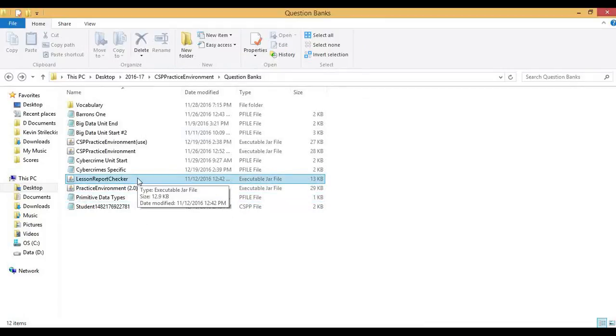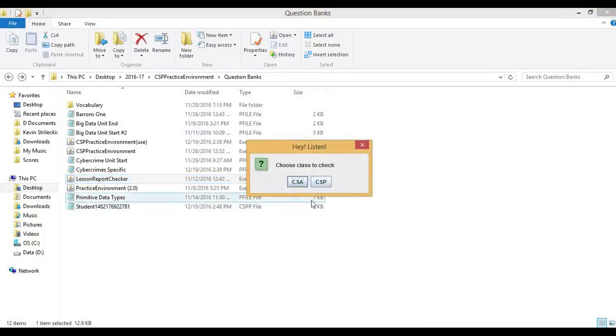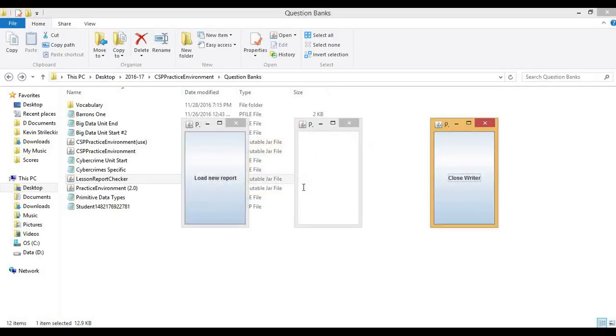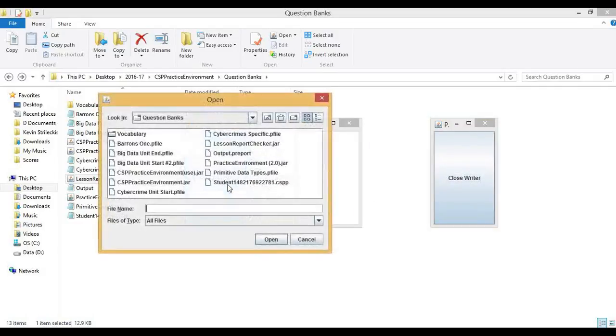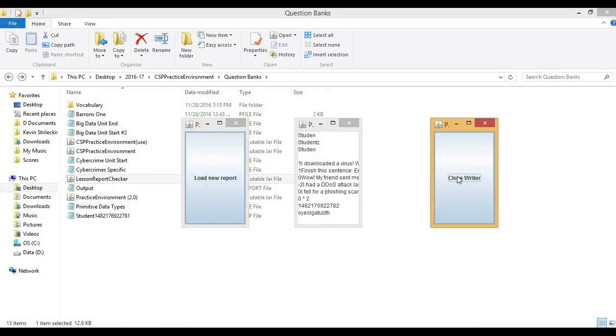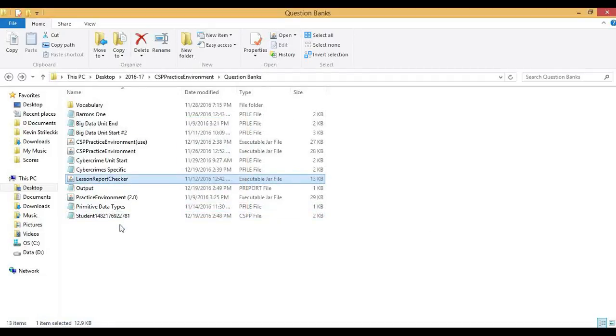So in order to actually read it, I built this little checker, and since I use a similar software for my computer science A class, I had to make it work for 2 different types of files that would be produced. So load a new report, I'll select that one, and the nice thing about it is I actually could select multiple files, and it works. I'm just going to do this one, since I only have the one. And so let me open that up.